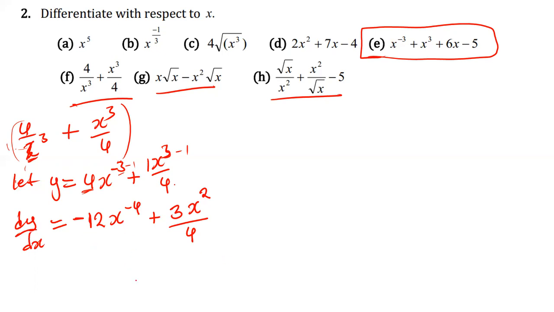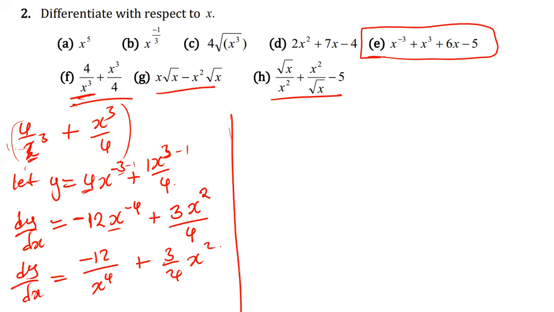So this is how you differentiate this expression. But if you want, this can also be taken back down so that it looks like this one. So this can be simplified further as negative 12 over x to the power 4. When this goes down, the negative on the power becomes a positive. So we say plus 3 over 4x squared. So this is how you differentiate such expressions.